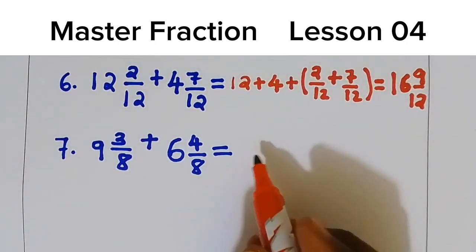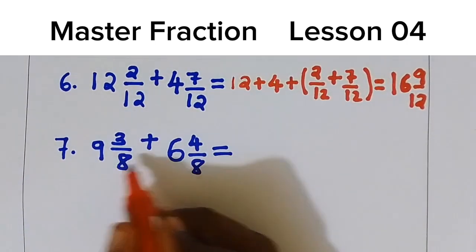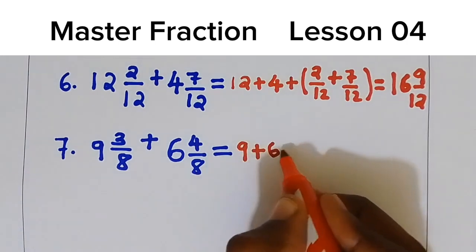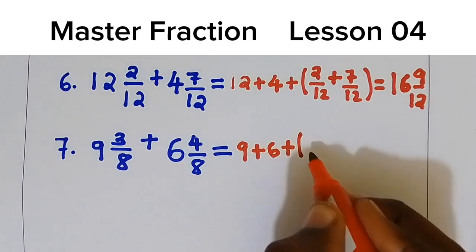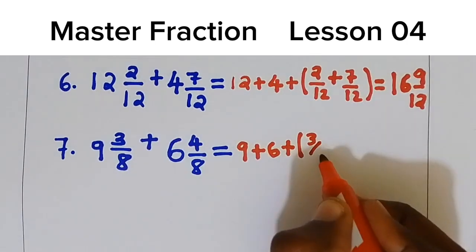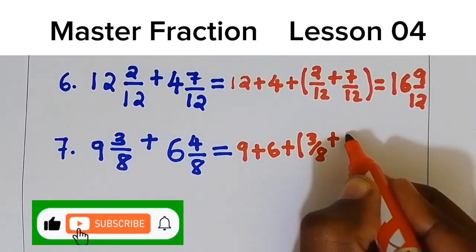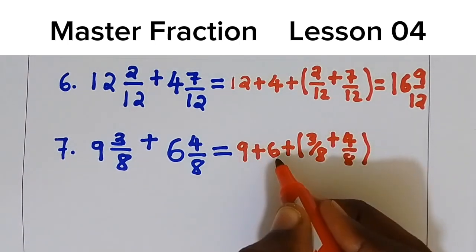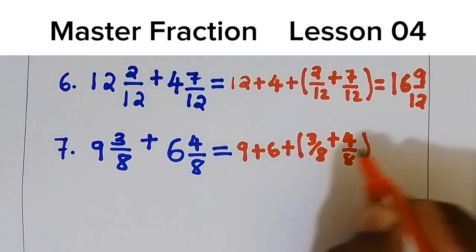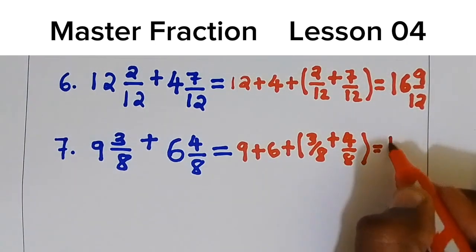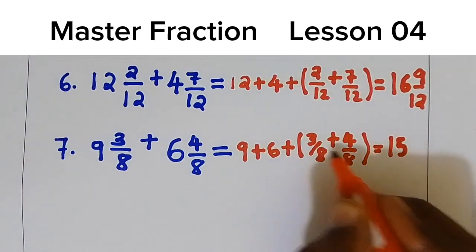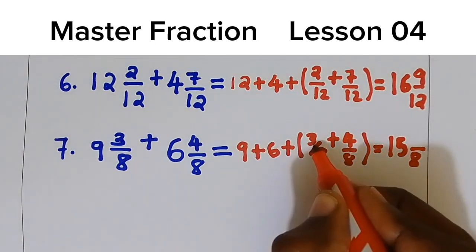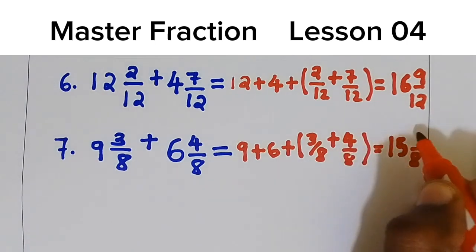Let's do question number 7. We have whole number 9 plus whole number 6 plus the fraction part, that is 3 over 8 plus 4 over 8. The whole number plus whole number, that is 9 plus 6, is equal to 15. And for the fraction part, the denominator remains the same. The numerators we are going to add, 3 plus 4, we get 7.